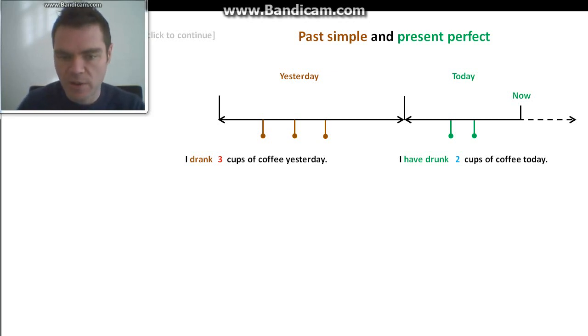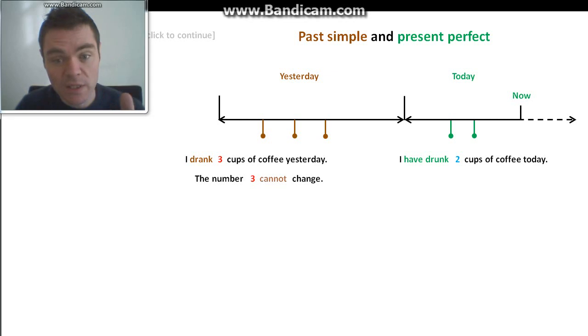And we can think about this as the time period. Yesterday, we can see, has finished. Today goes to now, and it will continue. So let's look at the numbers. So this number 3 cannot change. So we know that the time period has finished. And if you think about it, that's what it means. If a time period has finished, the number of things we did can't change.